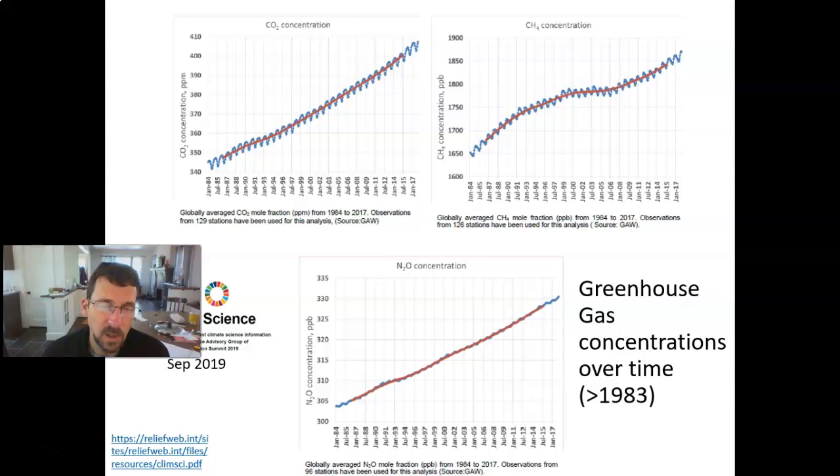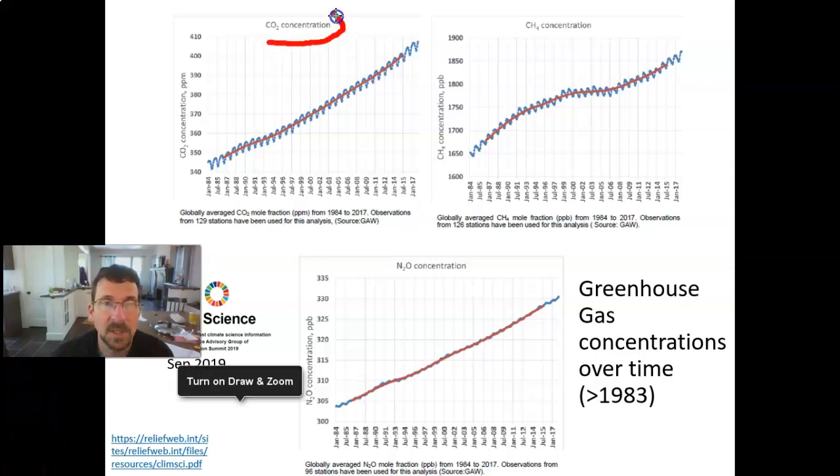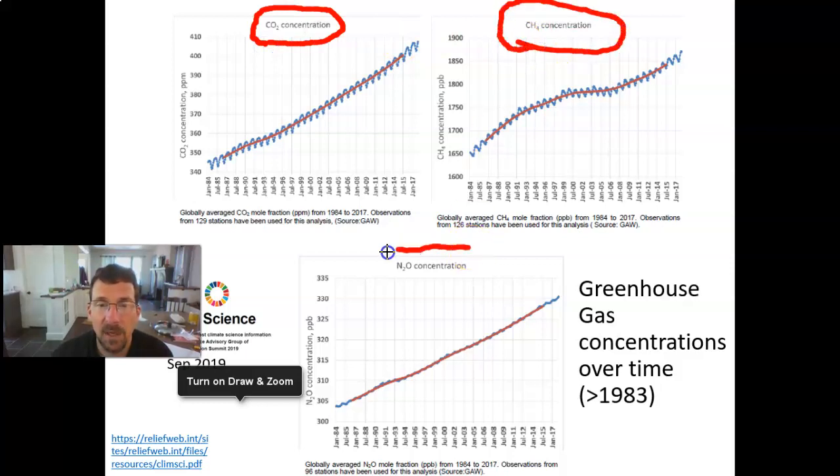Okay, one of the ways that we know that it's the Industrial Revolution and that it's humans that are causing greenhouse gas accumulation in the atmosphere is these curves. What these curves are showing us is concentrations of greenhouse gases in the atmosphere since the mid-1980s. Up at the top, we got carbon dioxide. To the top right, we've got methane. And at the bottom center, we got nitrous oxides. Okay? And what you see in all cases is that these curves are headed up and to the right.